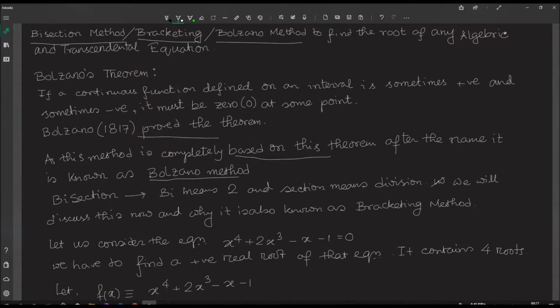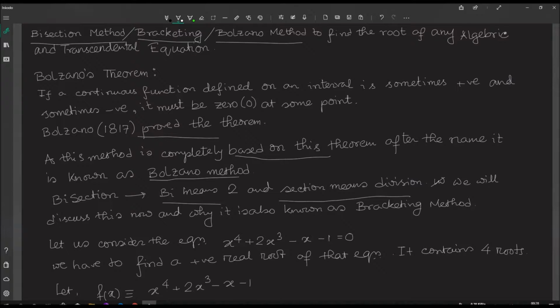Now why is the method known as the bisection method or bracketing method, that will be discussed now. Bisection: bi means 2 and section means division. So particularly this method is used for bisection of the range found, and in every range we are converging to the point. That will be discussed now.